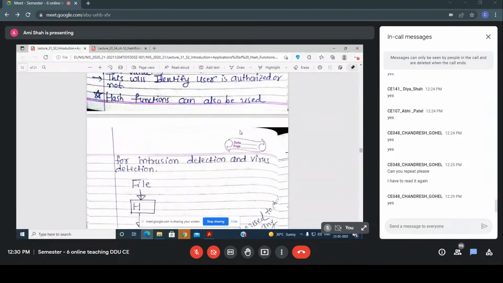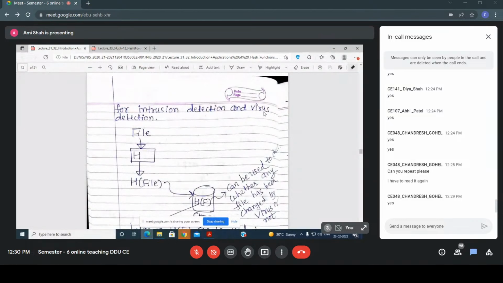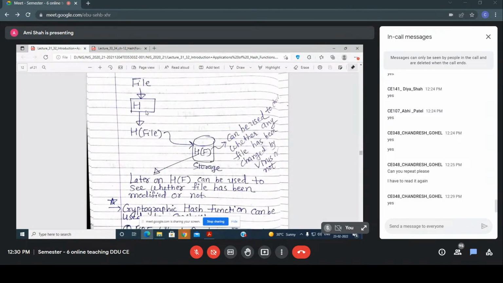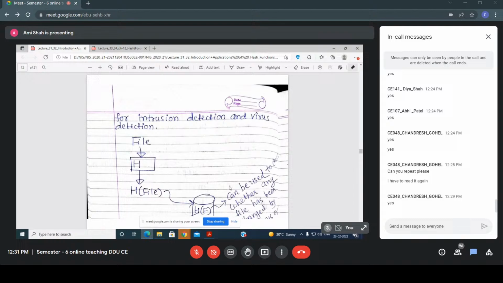Hash functions can also be used for intrusion detection and virus detection. Let's say some file is there, and hashing is applied, and the hash is kept in storage. It can be used later to check whether the file has been changed by a virus or not. The hash computed now and the stored value are compared, and if they match, then I can say the file is not modified. So this is another application of hashing.